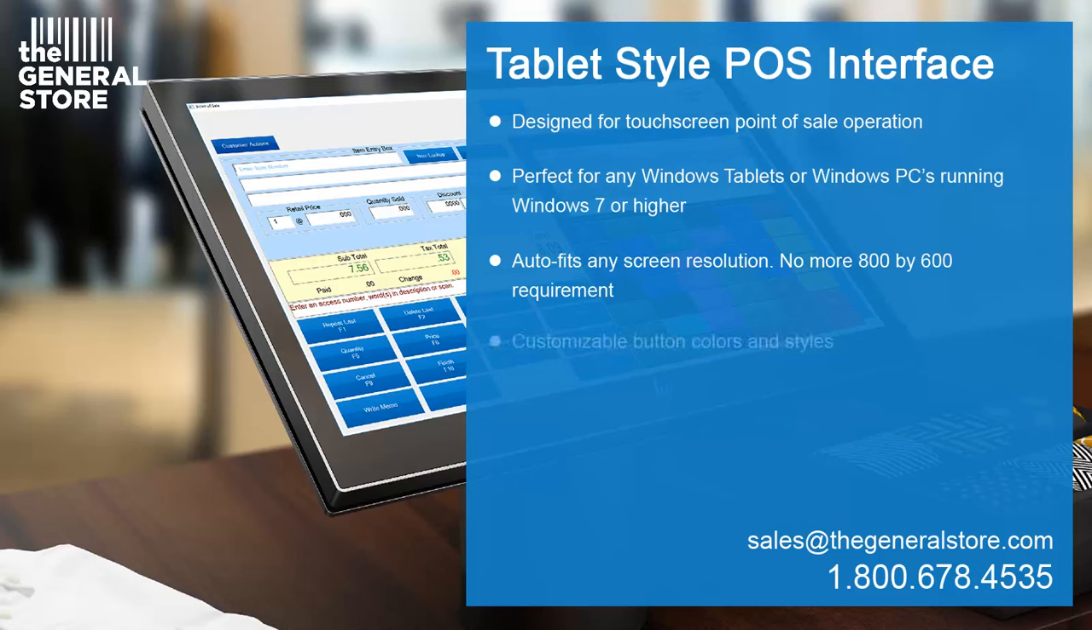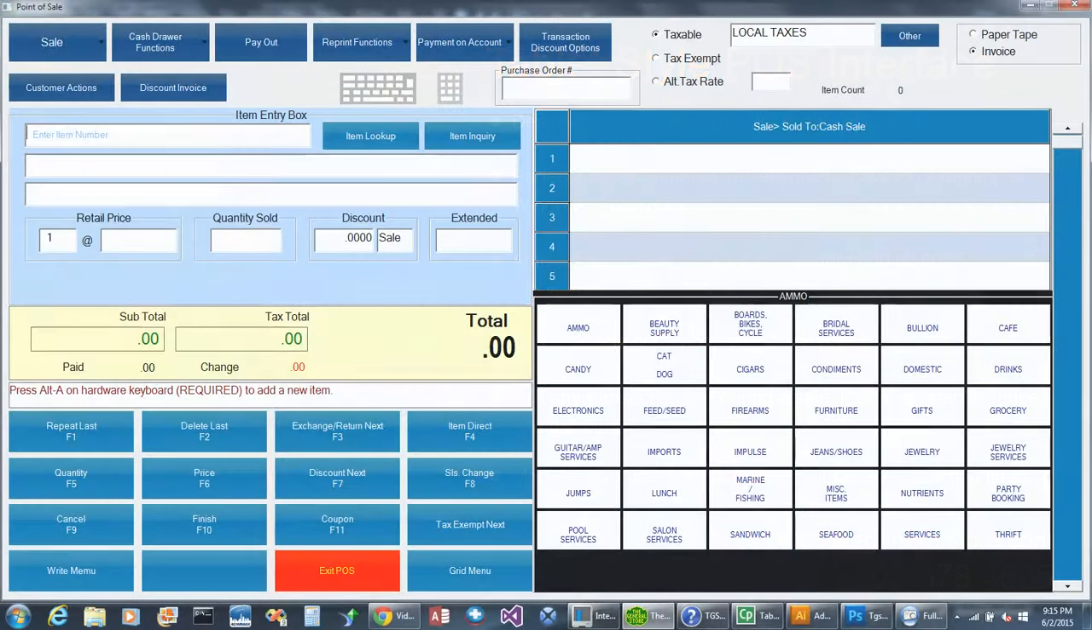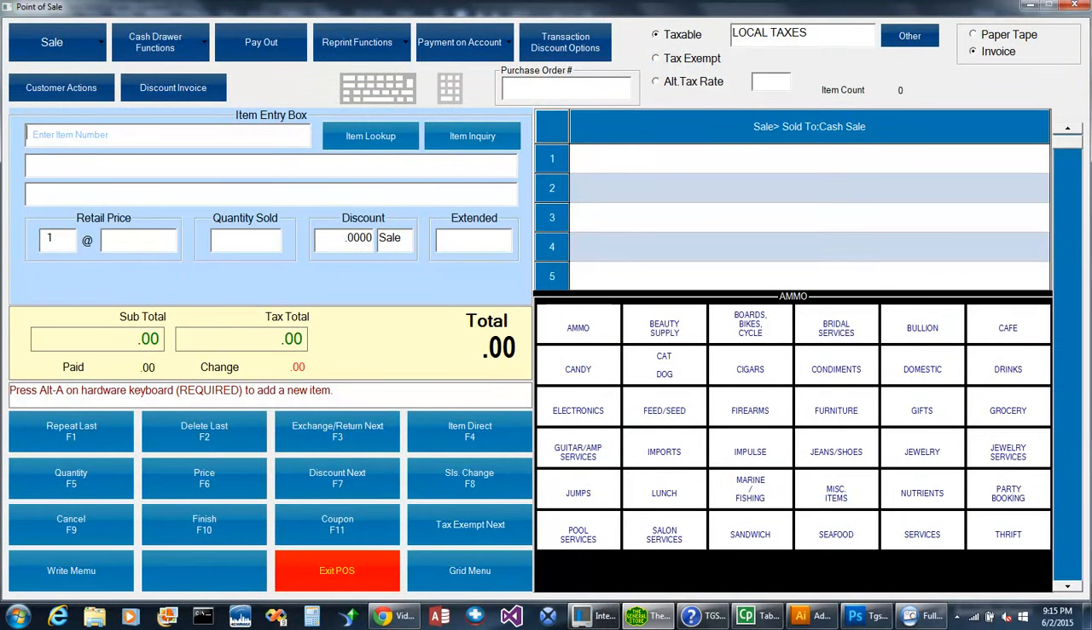Button colors and styles are customizable, and you can edit any transaction line during a sale, including quantity, price, and discount. These are just a few of the benefits of a new POS design that provides a more intuitive user interface and improved transaction times. Let's begin with a review of the button types and their locations on the POS screen.